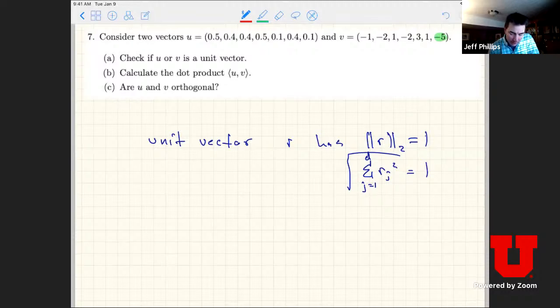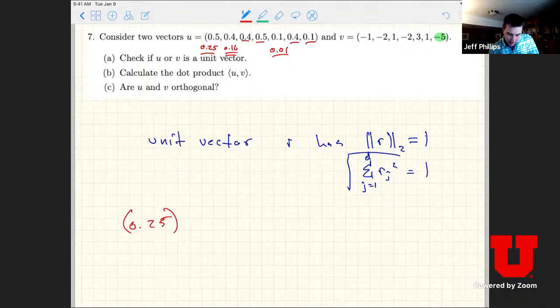But I need to square each of these. This is 0.25. Or take the square root of each of these. No, you have to square them, sorry. So the square of 0.4 is 0.16, right? This one occurs 3 times. So 0.16 occurs 3 times. 0.1 squared is 0.01, and that occurs twice for this one here. Okay, so I'm going to add all of these things up.